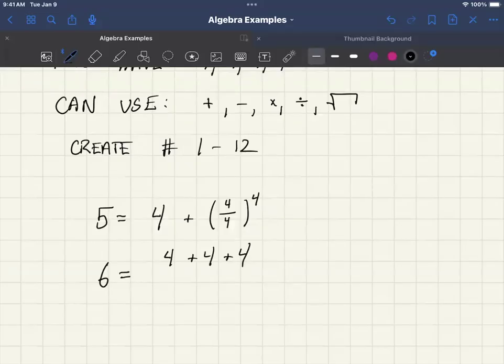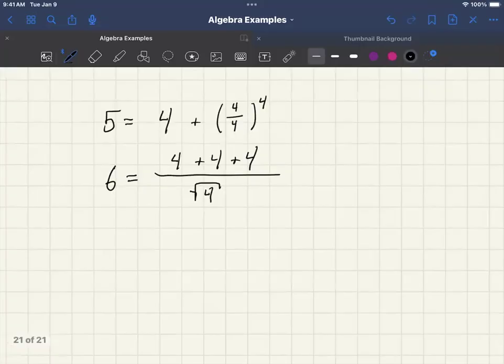So we're going to start off with 3 copies of 4 that we're going to add. So that is 4, 8, 12. To get 12 back down to 6, we need to divide by the number 2. And we only have 1 copy of 4 left. But isn't it lovely that the square root of 4 is 2 itself? So this gives us 6.